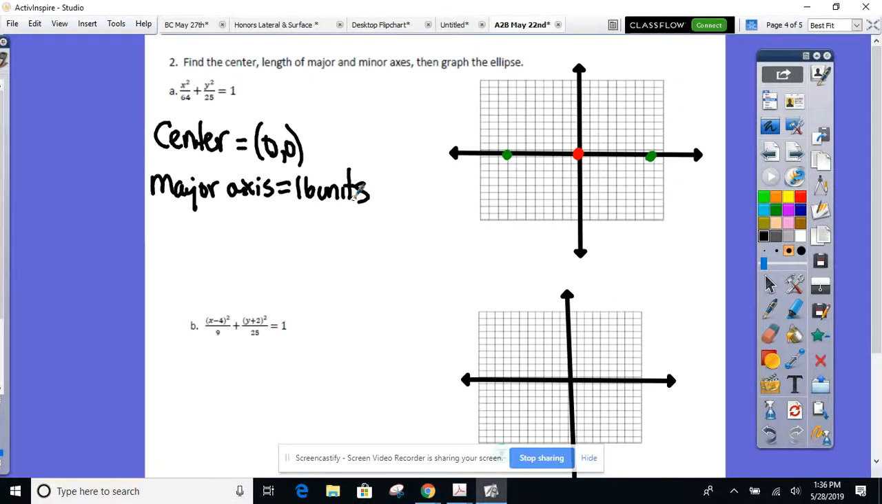What about the minor one? I take 25, take the square root. How many units above and below am I going? 5, so 5 above. 1, 2, 3, 4, 5. 5 below. 1, 2, 3, 4, 5. How long is the minor one then? 10 units.